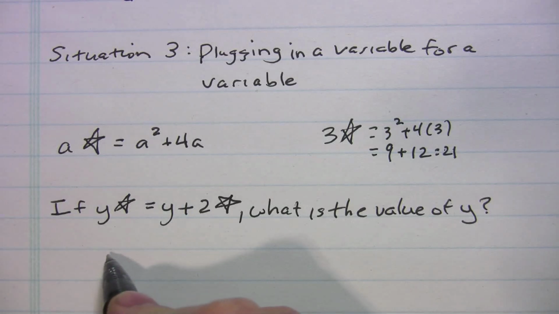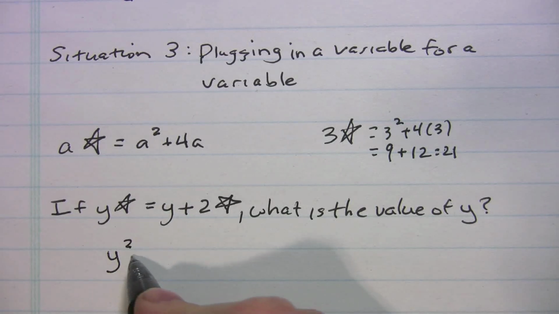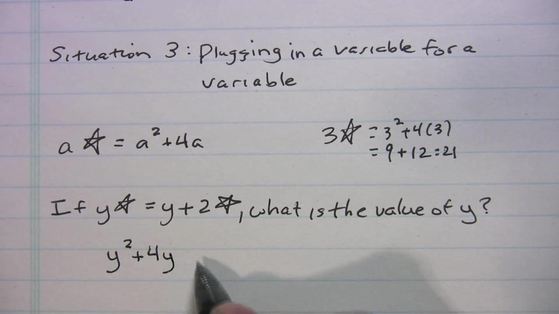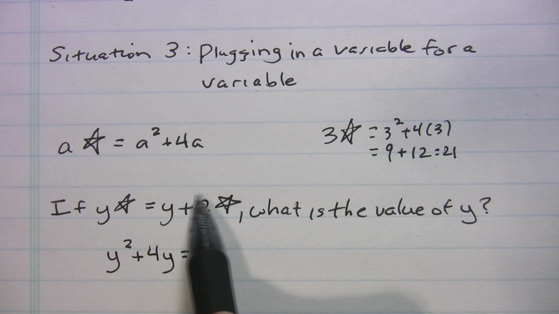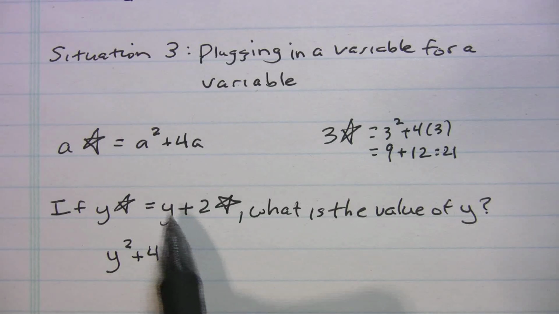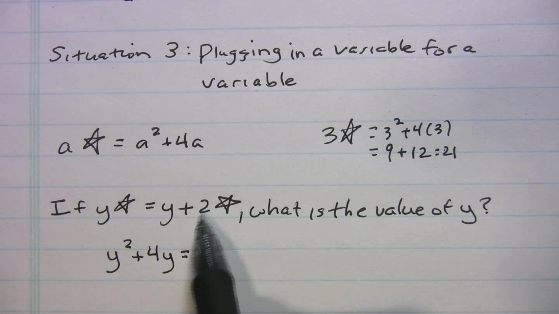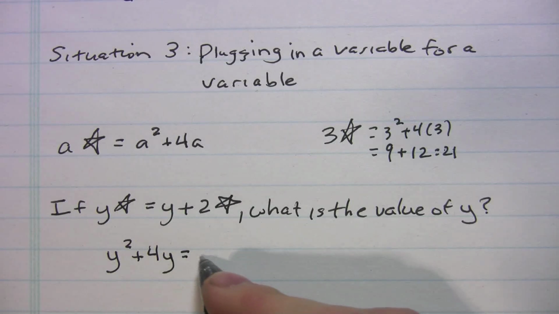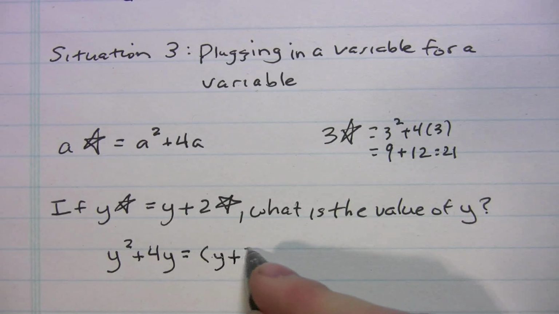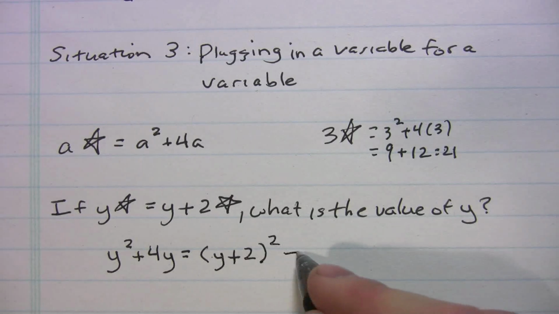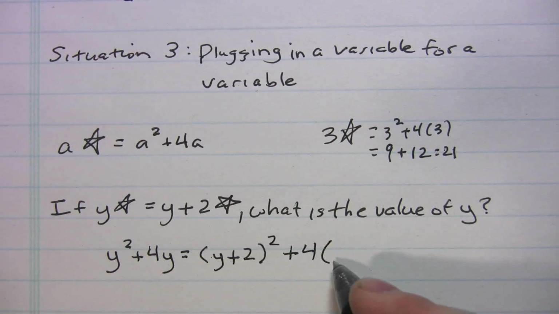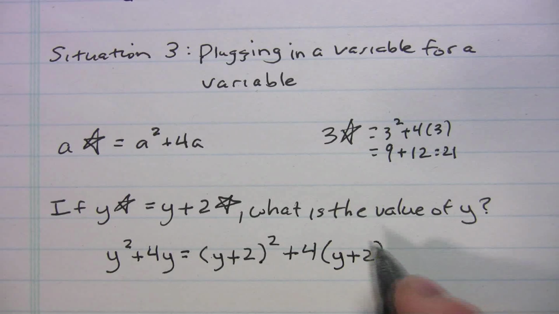Okay, so let's plug in. That's going to be y squared plus 4y is equal to, and I can plug this whole expression in for a. It's to the left of the star, right? To the left of the star. So this whole thing equals a. So we have to do y plus 2 squared plus 4 times y plus 2. Plugging in y plus 2 for a.